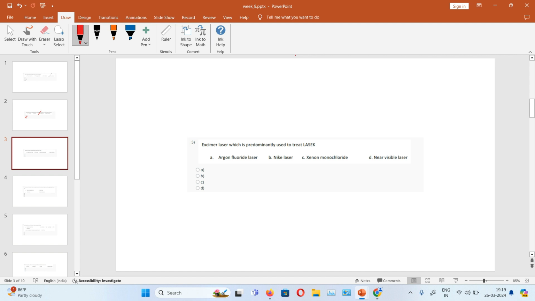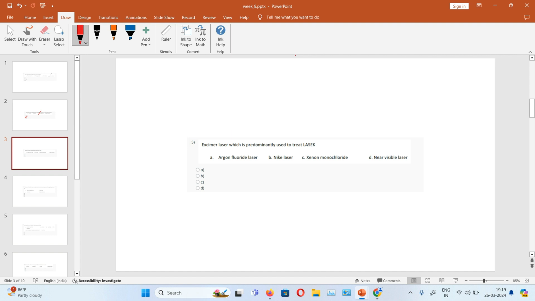When it undergoes excitation, it will form an excited dimer, and this excited dimer is what we call an excimer. And this excited dimer can actually give a strong UV laser. So that is the basics of the excimer laser.